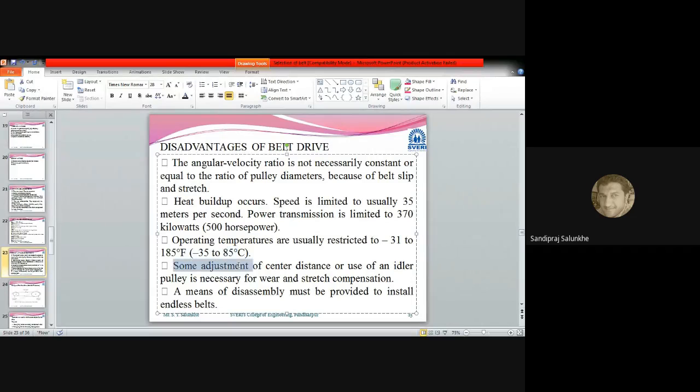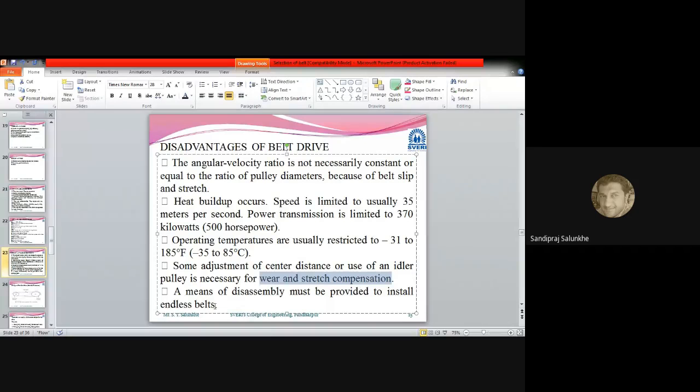Then some adjustment of center distance or use of idler pulley is required for wear and stretch compensation. What it means is that to avoid wear as well as stretch of the belt, we need to have some idler pulleys, which will increase the cost and can be considered as a disadvantage.